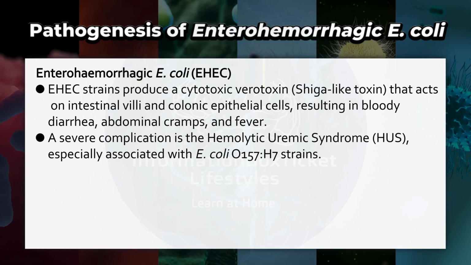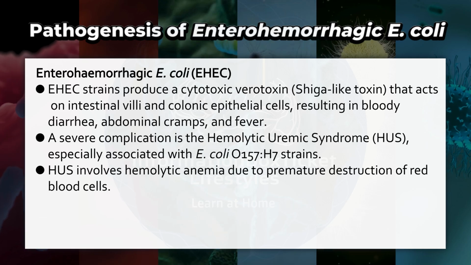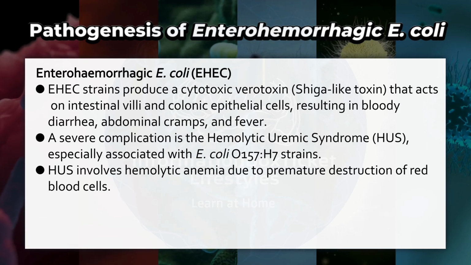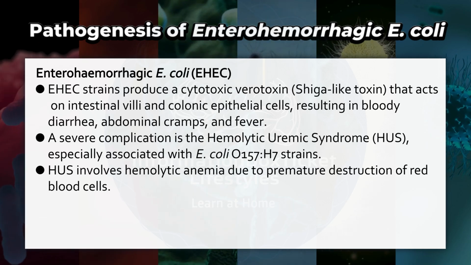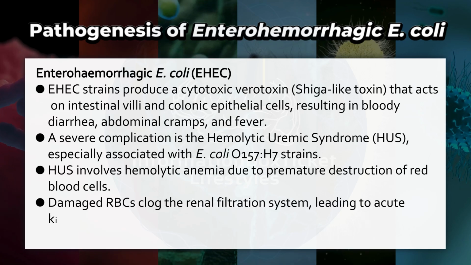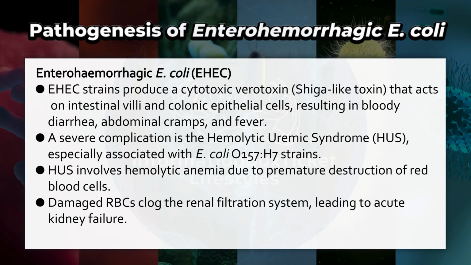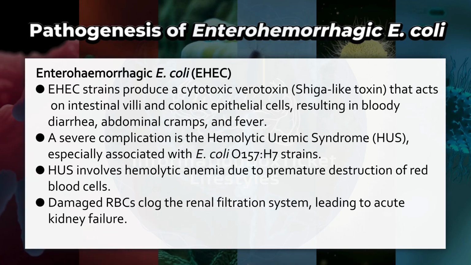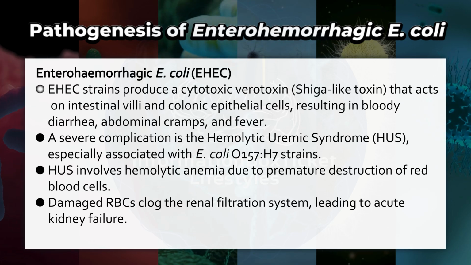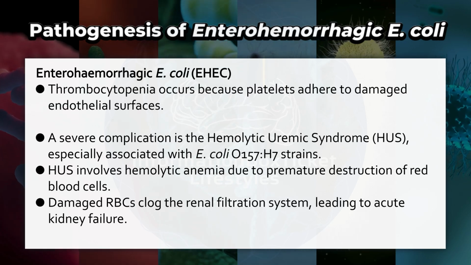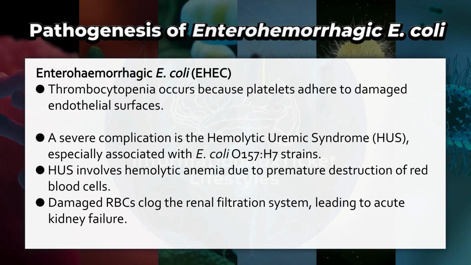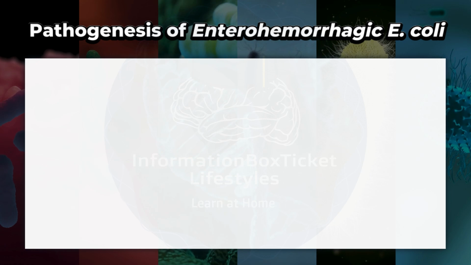O157:H7 strains. Hemolytic uremic syndrome involves hemolytic anemia due to premature destruction of red blood cells. Damaged RBCs clog the renal filtration system, leading to acute kidney failure. Thrombocytopenia occurs because platelets adhere to damaged endothelial surfaces.